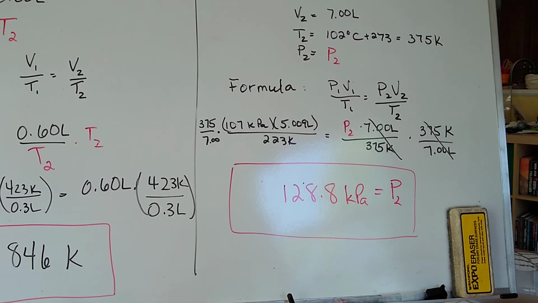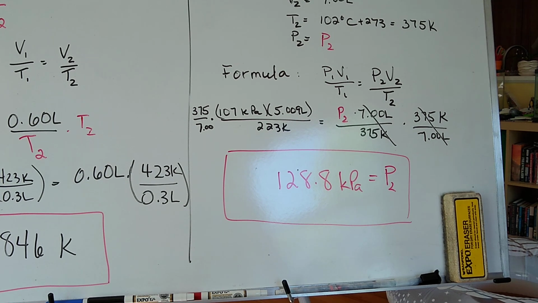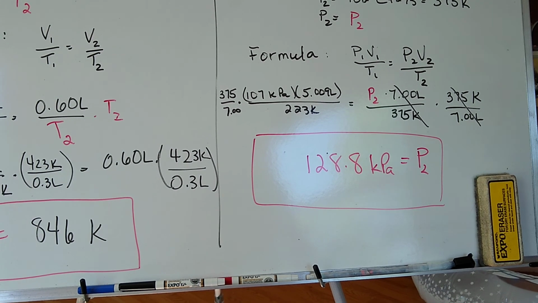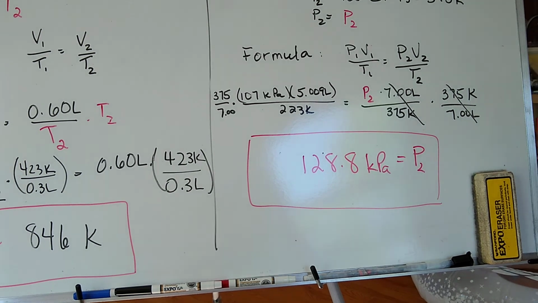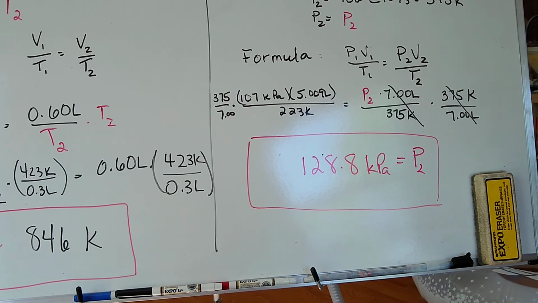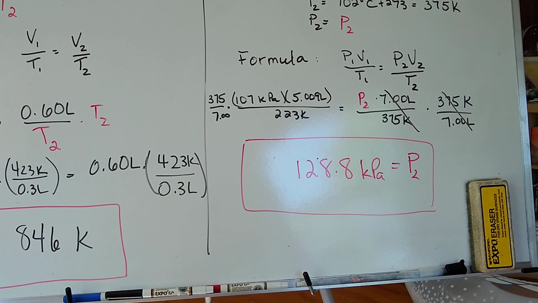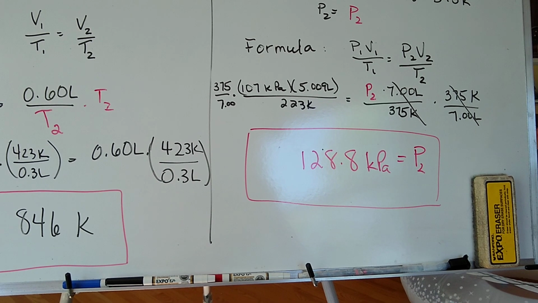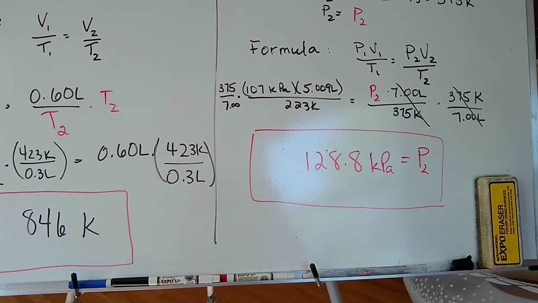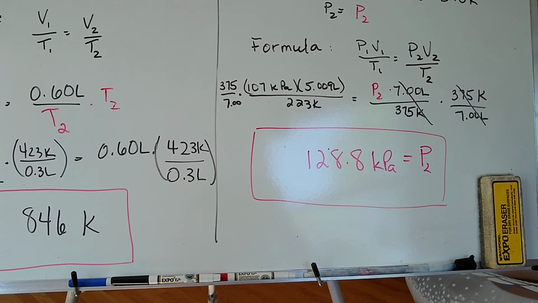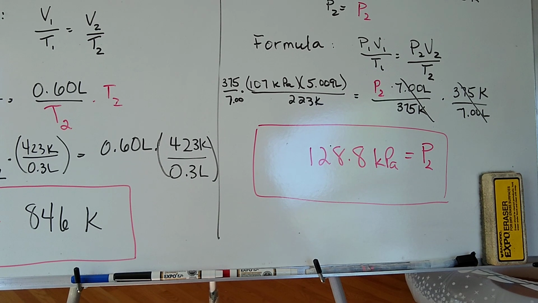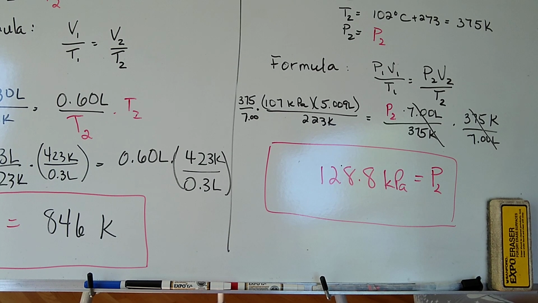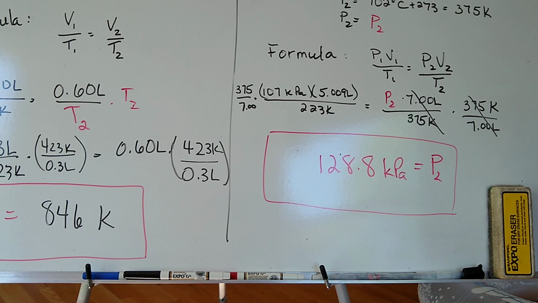First of all, your formula, P1V1 over T1 equals P2V2 over T2. Plug in your variables. So 107 kilopascals times 5.009 liters divided by 223 Kelvin is equal to our unknown pressure times 7 liters divided by 375 Kelvin. Rearrange and solve for your unknown, and you get an increased pressure of 128.8 kilopascals.